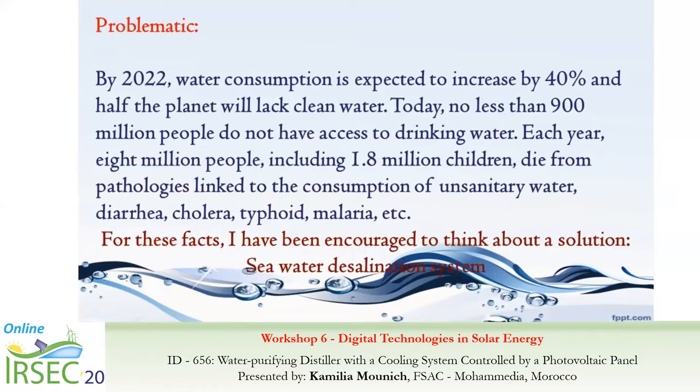Next step is about giving a quick talk of the problematic. By 2022, water consumption is expected to increase by 40 and a half percent. The planet will lack clean water. Today, no less than 900 million people don't have access to drinking water. Each year, 8 million people, including about 2 million children, die from pathologies linked to the consumption of unsanitary water: diarrhea, cholera, typhoid, malaria, etc. For this reason, I have been encouraged to think about a solution, a seawater desalination system.